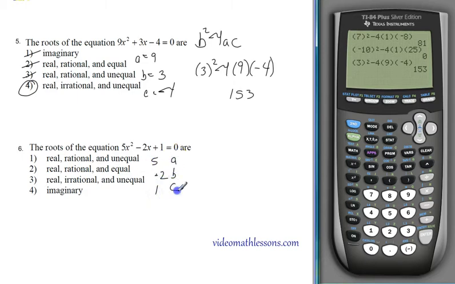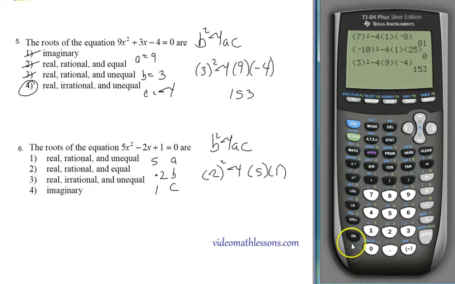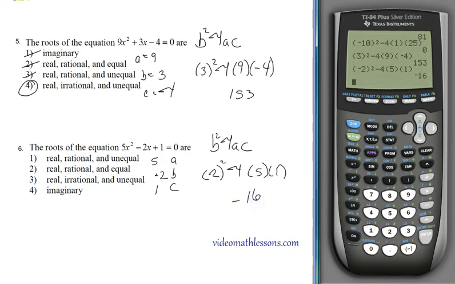It's my A, B's, and C's. Once again, b squared minus 4ac. And once again, right in the calculator. -16. And that's imaginary.